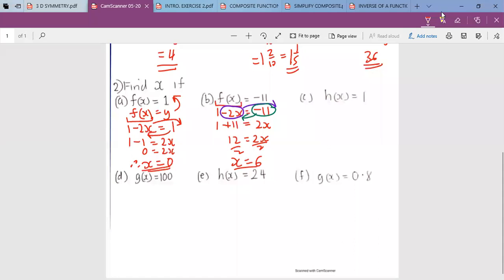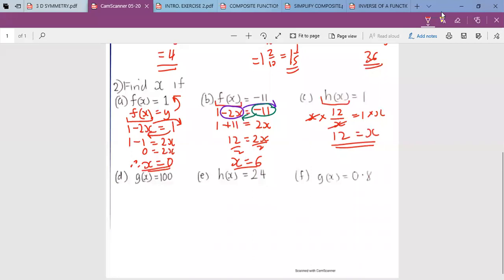h of x. So I have to substitute h of x with the function. And the function is 12 over x is equal to 1. So I cross multiply, times x on both sides. So x is gone this side. So my 12 is equal to x, and that's the answer.